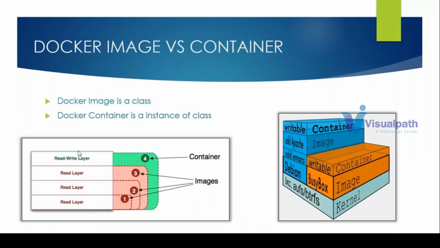There is another perspective here: Docker image versus container. We can assume a Docker image as a class, and a Docker container is an instance of that class. In this image you can see all the layers of a container. We have Debian, we have BusyBox, we have images, then the container's writable layer, and on top we do our own customization, adding Apache, adding Emacs, and the writable layers there.